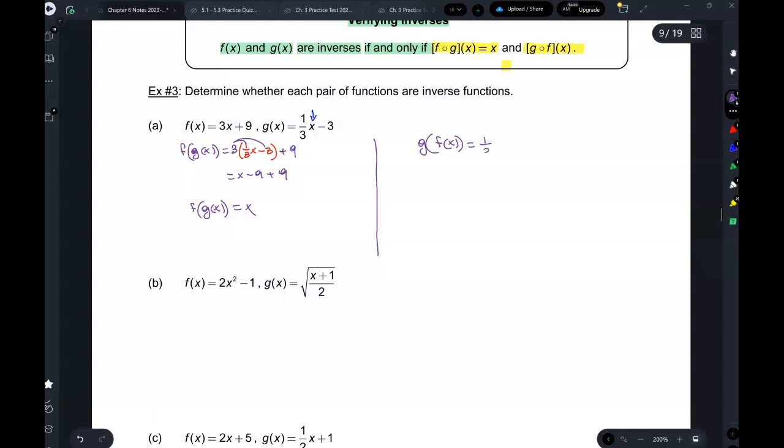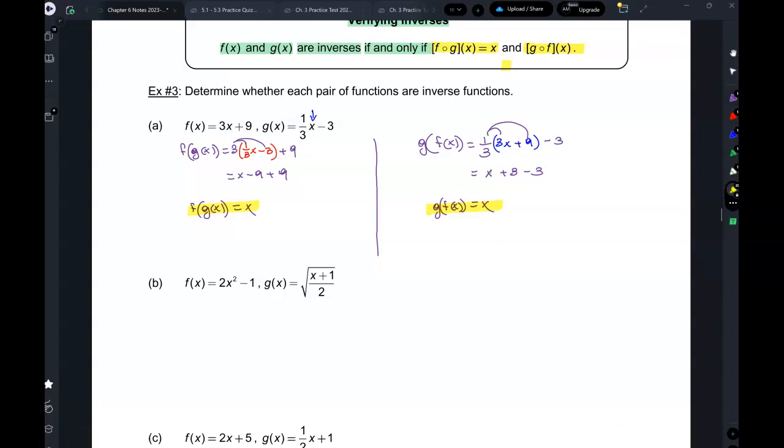So this is 1/3 times 3x plus 9 minus 3. Okay, distribute. So x plus 3 minus 3, what's g of f of x? X. Oh my gosh, because I got x for both of them, yes, they are inverses.